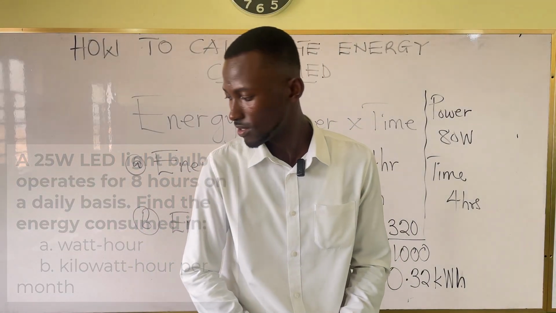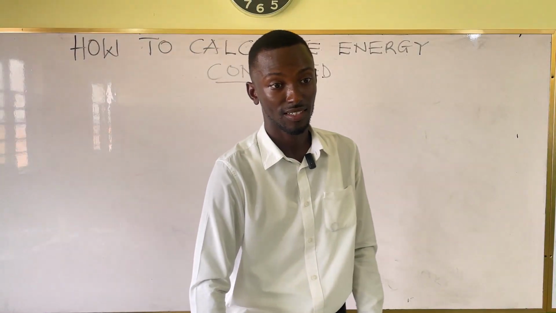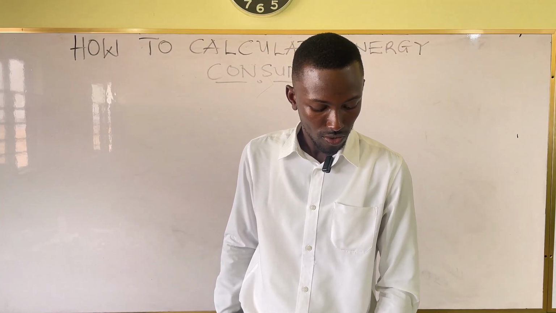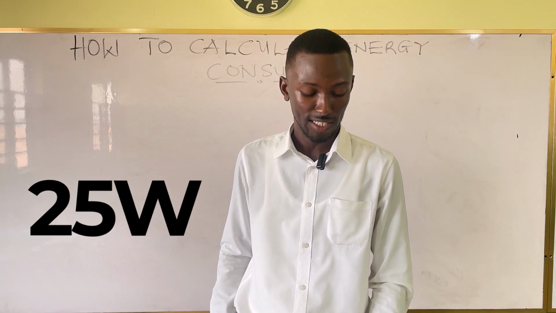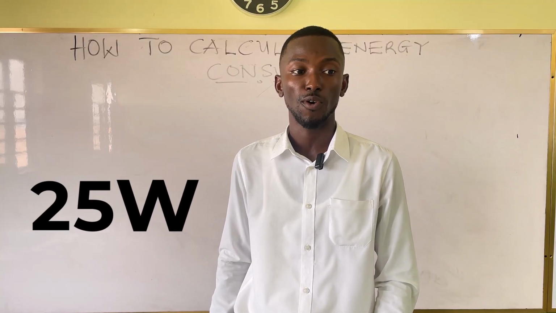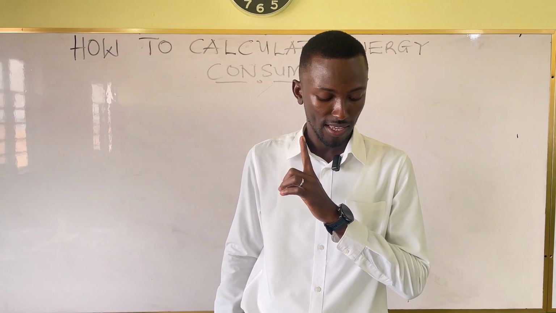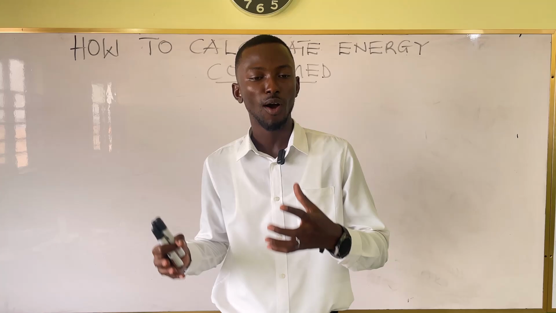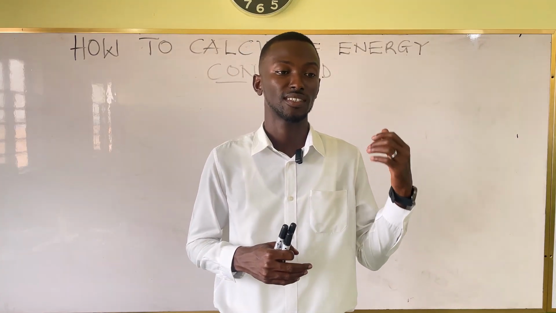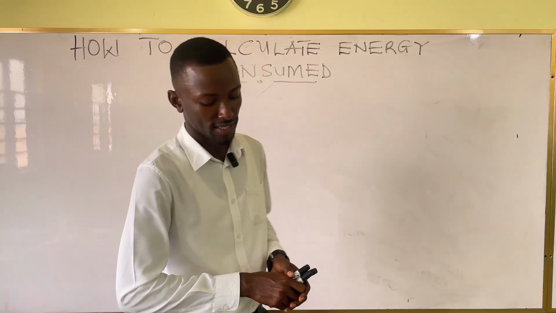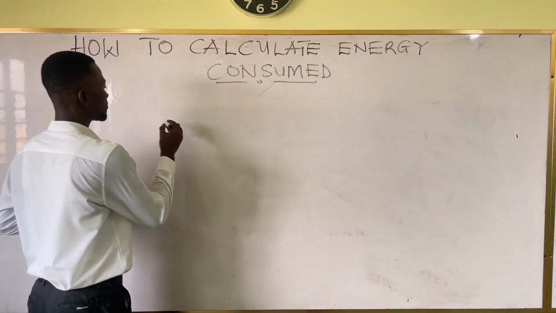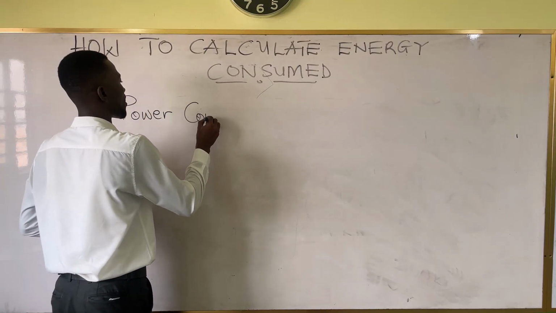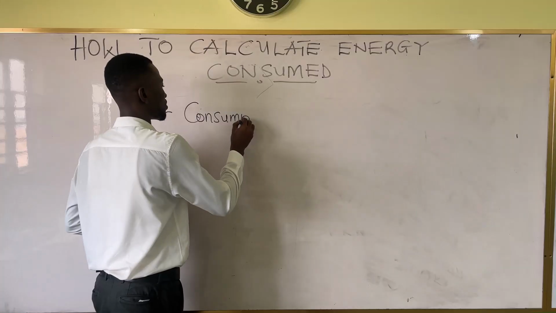Per month. Have you written the question? Just read the parameters. So the LED has 25 watts as its power, and it's being used for 8 hours every single day. So now at the end of the month, what will be the power consumption or energy consumption of the bulb? So let's get to business. So let's write power consumption or energy consumption.